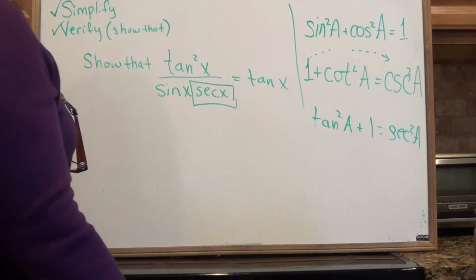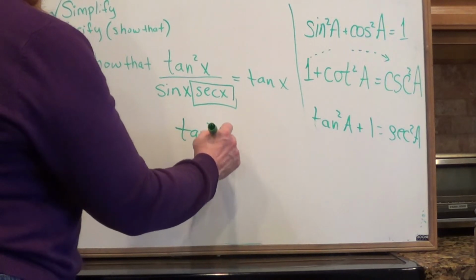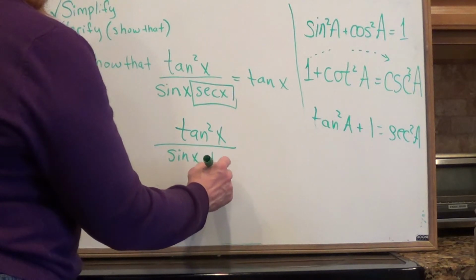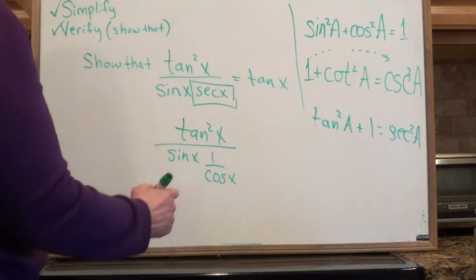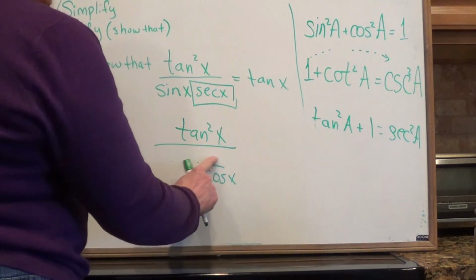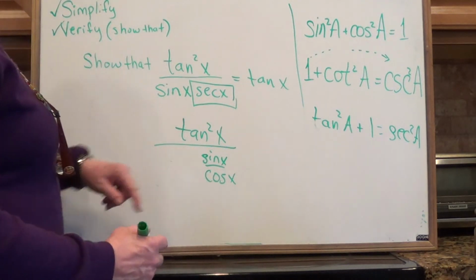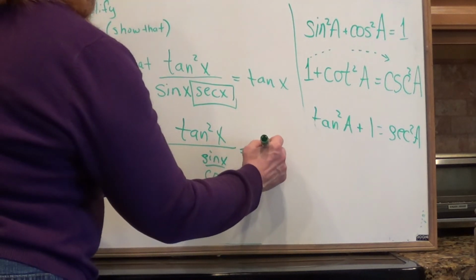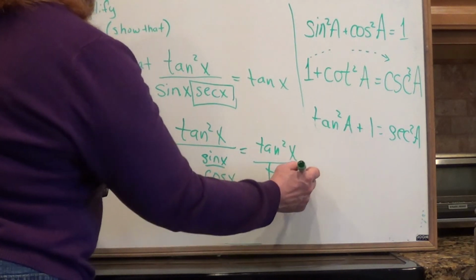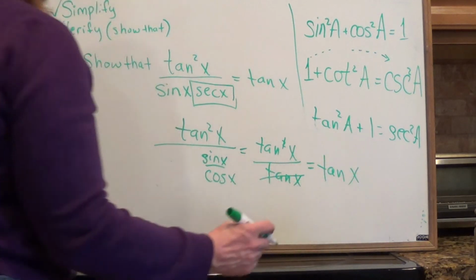Secant is the reciprocal of cosine, so I'm going to write 1 over cosine. So then on the bottom it becomes sine x over cosine x, which is a recognition that it is tangent. So we have a tangent squared over a tangent, and one of these will cross out one of those and we get where we want it to be, tangent x.